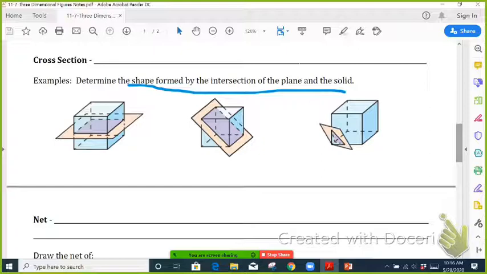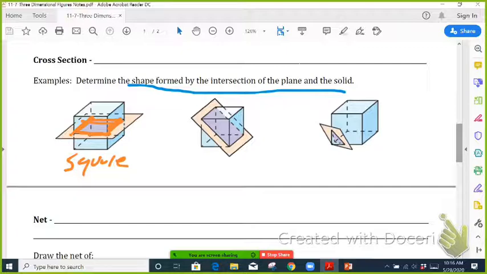In the first one, the plane is parallel to the base, so the shape created in the cross section is going to be a square. All the sides are equal. You can see all these sides are the same sides as the cube, so it's a square.